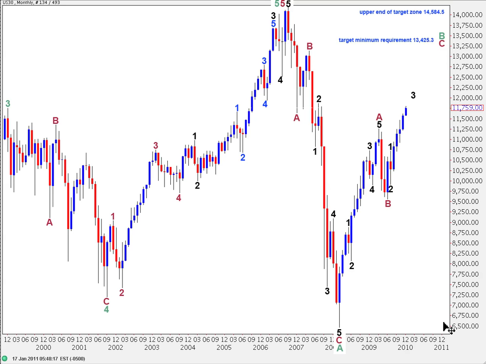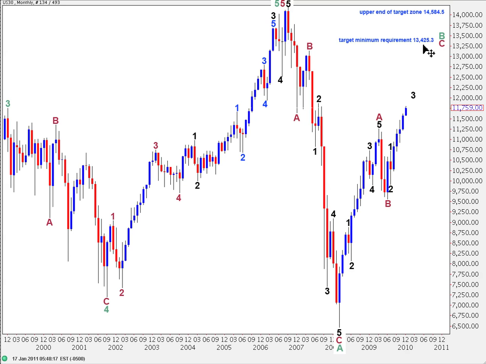Both my main and alternate wave counts expect a sharp drop to new all-time lows for the Dow, below this point, below 6,470, comfortably below that. It's just the point at which they turn that differs between the main and the alternate. This alternate wave count requires wave B to be at least 90% the length of A. That's a requirement for a flat correction.